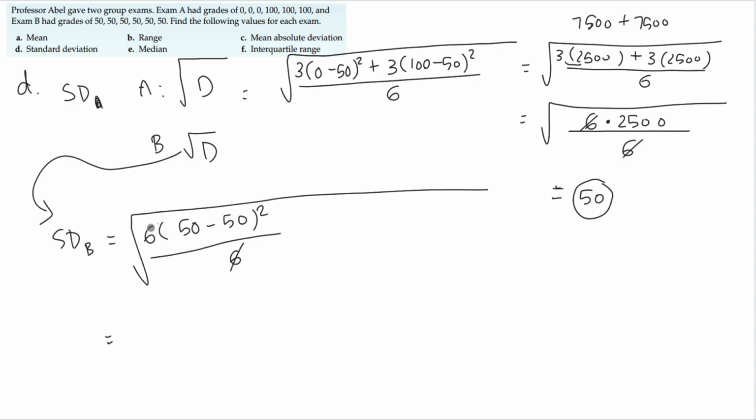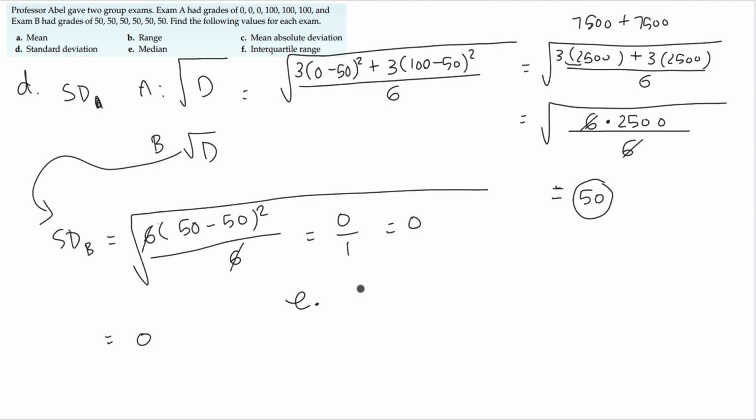So we can cancel this out, but luckily this is 0. I said luckily because it's an easy calculation. 0 squared is 0. So in the square root you have 0 over 1, which is 0. Square root of 0 is just 0. So I see that for exam B, we have zero standard deviation, which means every value is the same. There's no difference between the values. Okay? All right.